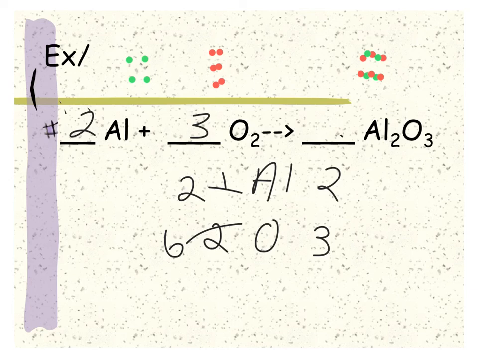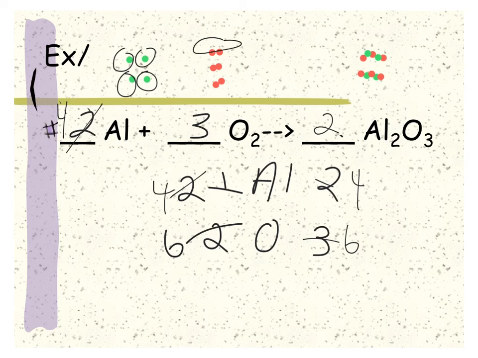Okay, so when I had to do that then, I'm going to have to switch it on here as well. So this has to be 4 as well. So when I made that 6, that was a 2. That gave me 4. And then I'm just going to cross it out or erase it, and make it a 4. Okay, so I need 4 separate aluminums. I need 3 sets of O2. And I make 2 sets of Al2O3.